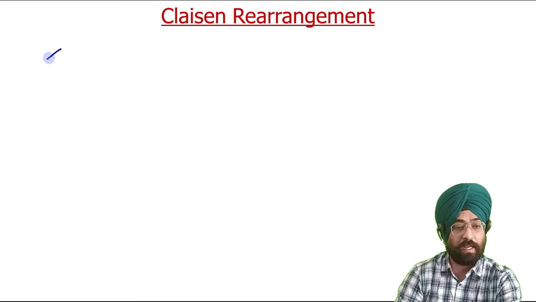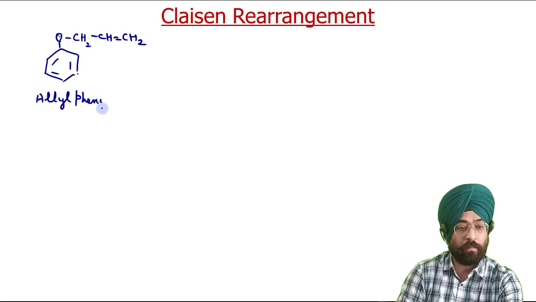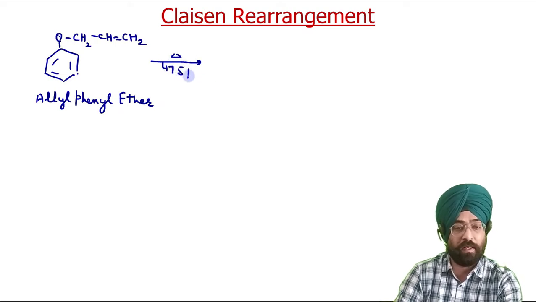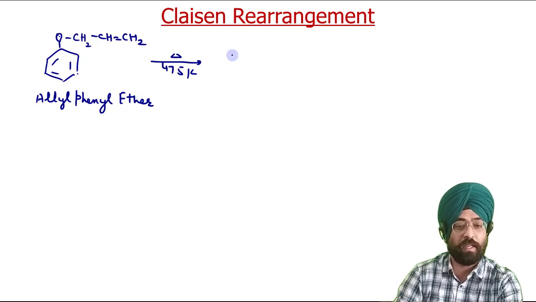Basically, it is a reaction of your allyl phenyl ether. So O CH2, yes, CH2 CH double bond CH2. This is your allyl phenyl ether. Now if we heat this around at 475 Kelvin in presence of some inert solvent, it undergoes a rearrangement.